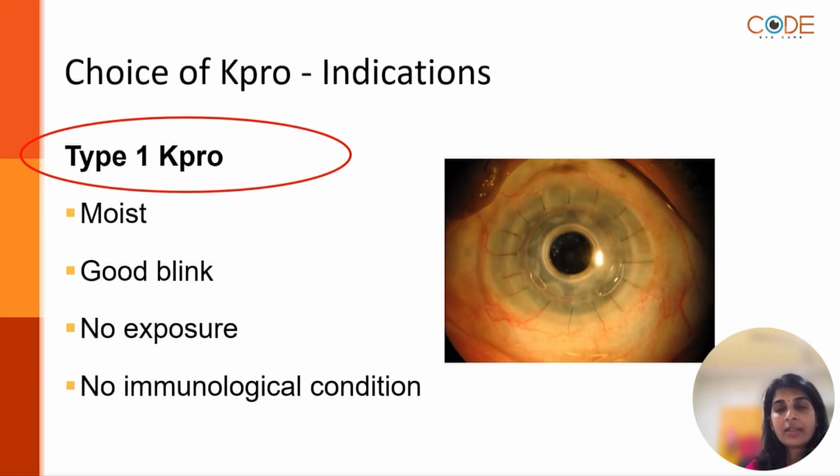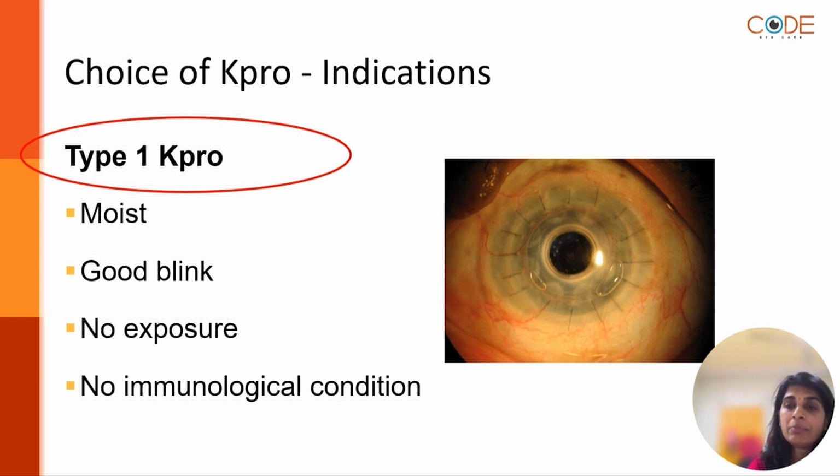Now, how exactly do you choose a keratoprosthesis? This is one of the most frequently asked questions. And what we need to understand is the indications for a Boston type 1 are very, very different from the indications for any type 2 keratoprosthesis. So let's focus on the type 1 keratoprosthesis to begin with.